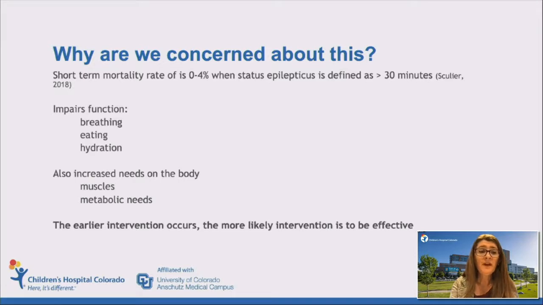The seizure itself also can impair breathing, eating, hydration, and protecting your airway, leading to other associated issues that can impact mortality rate as well. That's something we need to be very concerned about, often right from the very beginning of the seizure. Also, the demand from the seizure can increase the needs on the body, both on the muscles themselves, which fatigue, and actually cause some disruption to the muscle cells, where we have leaking of some of the muscle enzymes. It also can increase your metabolic needs, and that can become a problem and start to create things like acidosis. Particularly for seizures that are going on for a long time, it's almost like running a marathon with your body. We also know that the earlier that intervention occurs, the more likely that intervention is to be effective. So there are lots of reasons for us to be concerned about status epilepticus and make sure that we're identifying it as soon as possible.